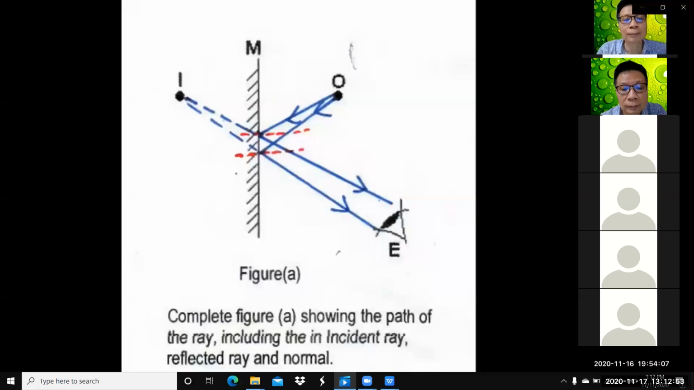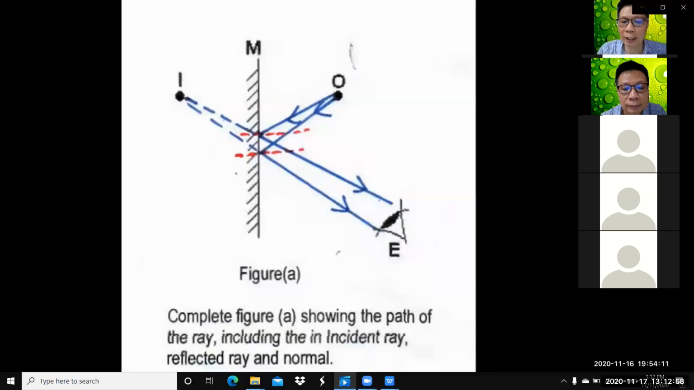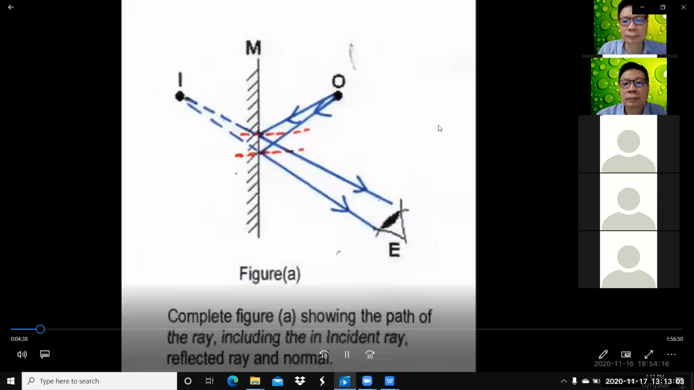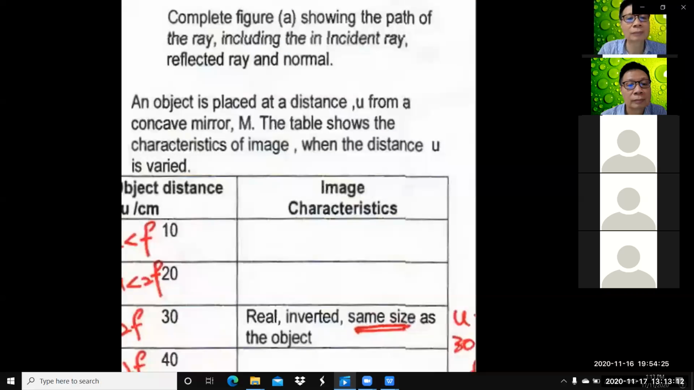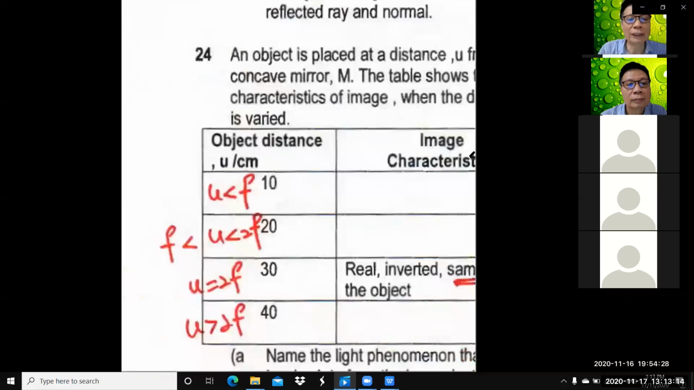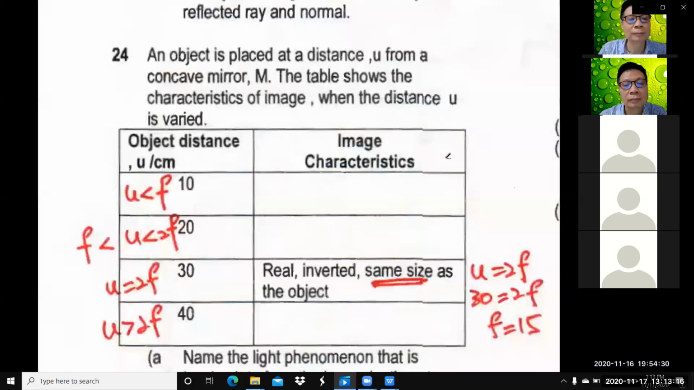Then we move to the next question. Our next question will be long questions. Come, question 24. Let's look at a table first. An object is placed at a distance u from the concave mirror. This is a concave mirror. The table shows the characteristics.